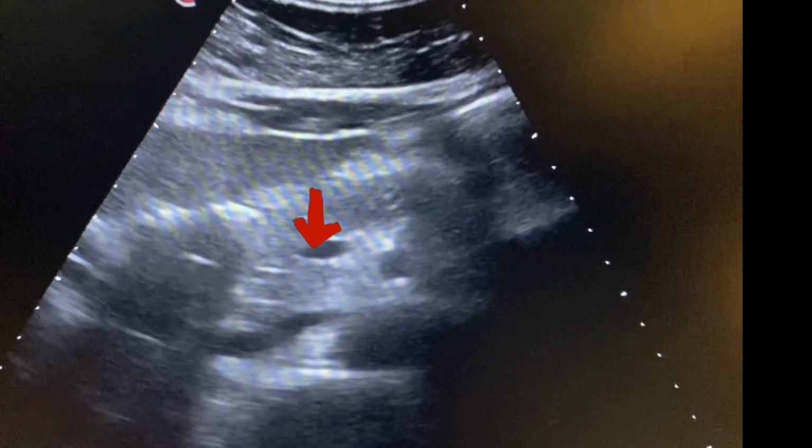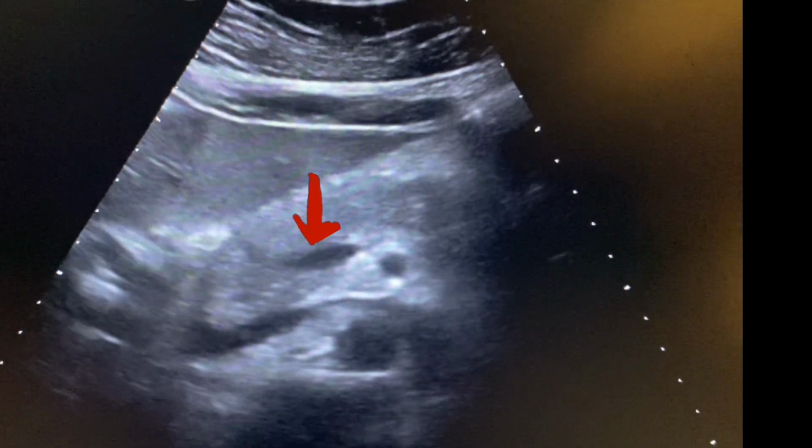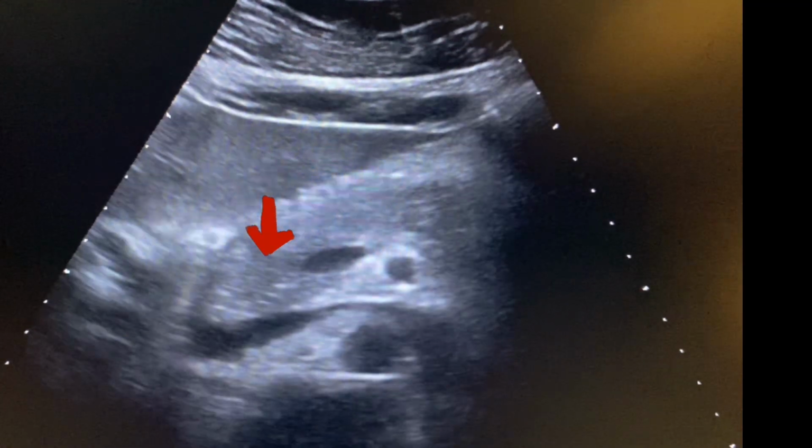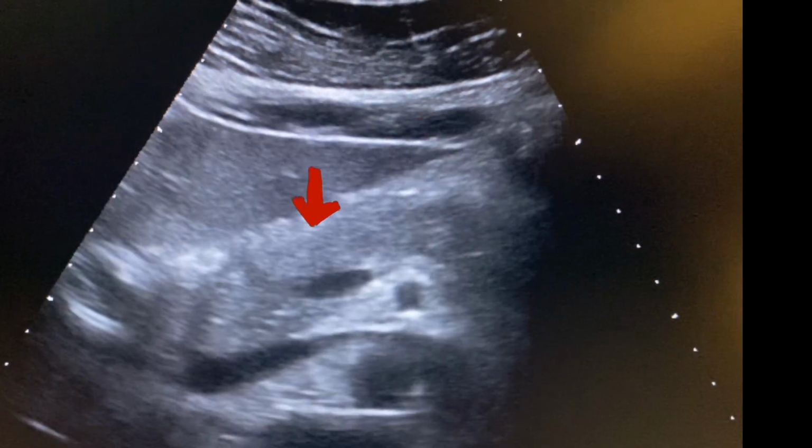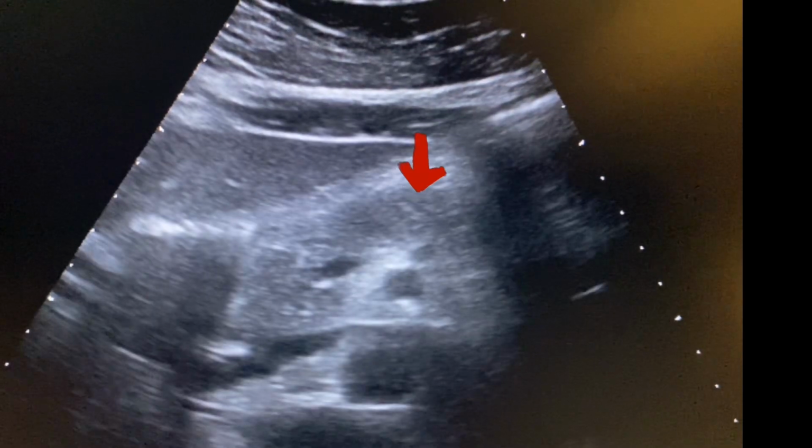Now we see the uncinate process of the pancreas. This is head of pancreas, and this is neck of pancreas, and this is body of pancreas.